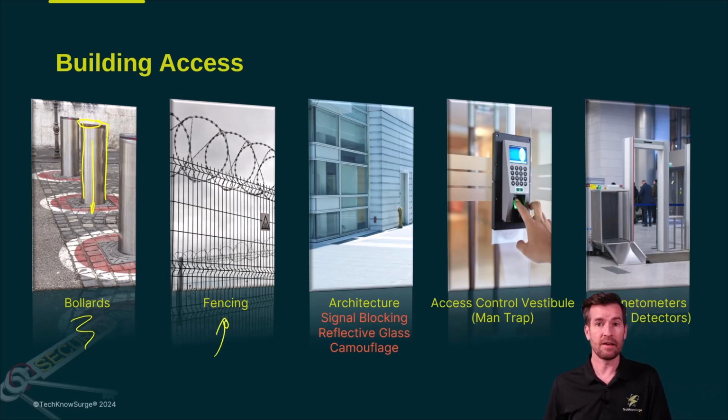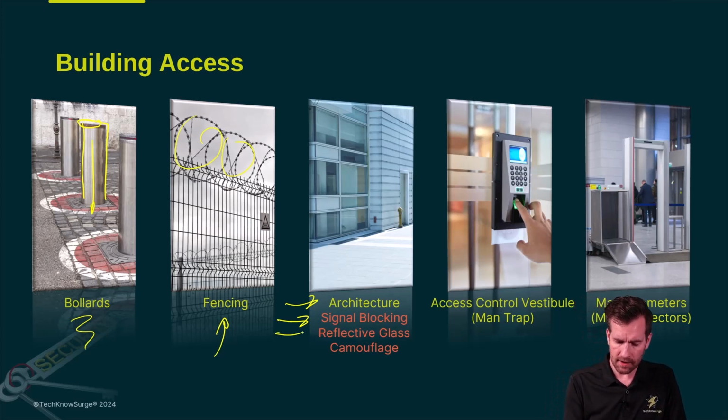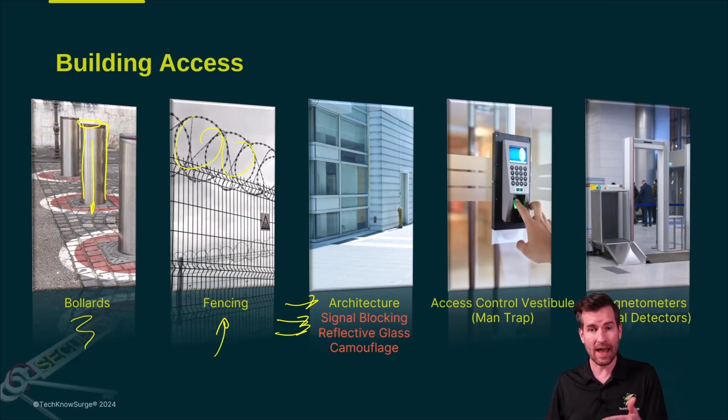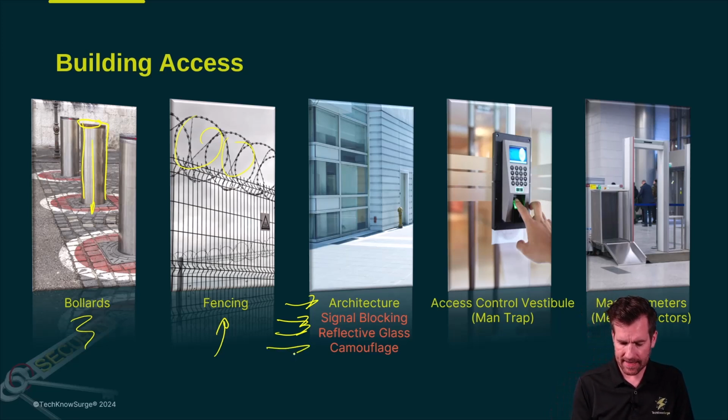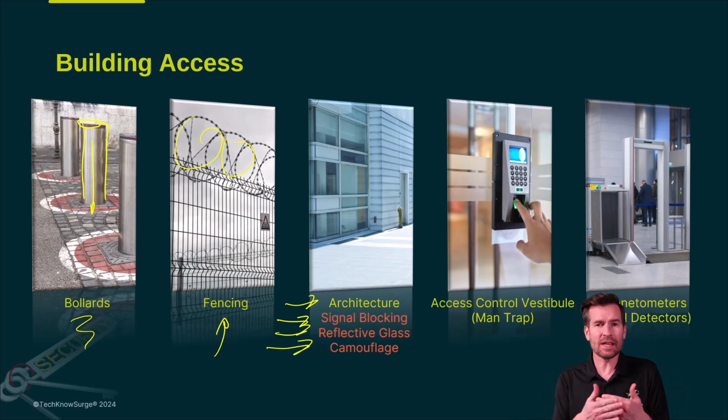Or fencing, which could prevent vehicles, but also could prevent people from getting in or crawling over if they have to battle this barbed wire at the top. Or just even the architecture of the building makes a difference. There are some building materials that can be signal blocking to prevent signals from coming in or out of the building. There's things like reflective glass that you can put up so people can't see into the building, or perhaps don't have windows at all. There's things like camouflage that you could put in there, meaning that we could take this building, and if it's a data center, we don't necessarily want people to know that it's a data center. So we make it blend into the buildings around it.